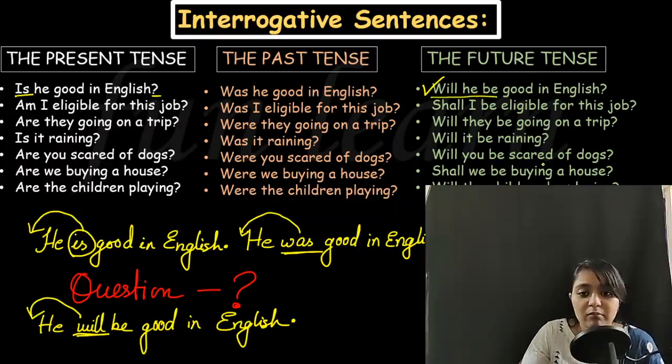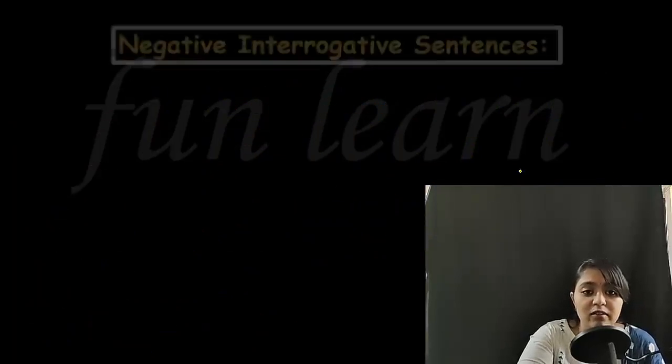Okay, simple. In the same case with I, and as I told you before, with we, what shall we have? Shall. Okay, shall I be? Shall we be? Okay, this is our interrogative sentence. Let's go to negative interrogative.